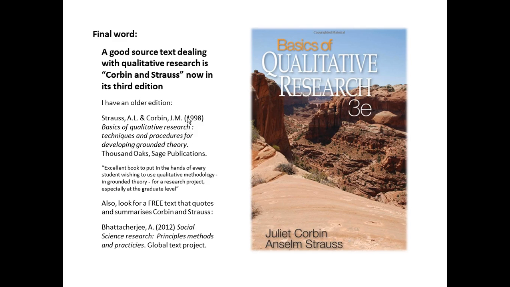If you want some help from the world of textbooks, this is probably the most commonly used book, Corbin and Strauss. Highly recommended. I've got an old edition which I reference in this way here. On Amazon, one of the reviews says how excellent it is, especially at the graduate level. But there is another freebie running around. Bhattacharjee has let loose a PDF, which is actually a 70-80 page book. It may be longer. It's not a small piece of work, and he summarizes a lot of what Corbin and Strauss say, and it's a free download.